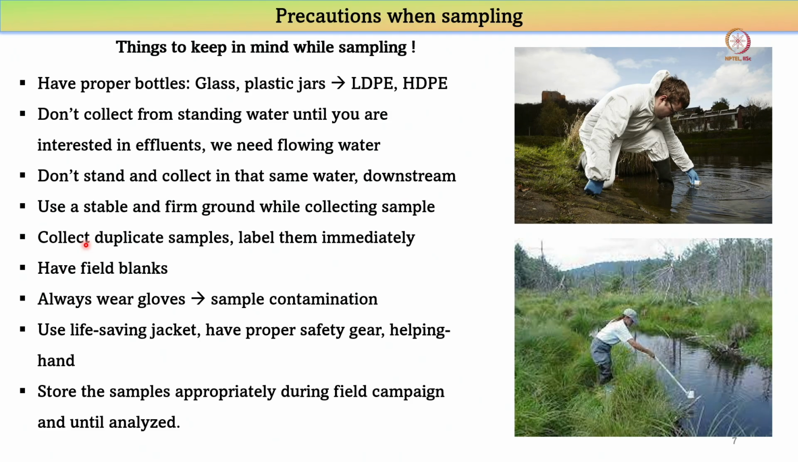Then we always should use a life-saving jacket. We should have proper safety gear. We should always have a helping hand to look out for us when we are trying to sample. So sampling generally happens in groups. If you are going for a river survey, then you will see that you will have people taking you inside the river, so you should have proper life jackets and proper safety gear for your own safety.